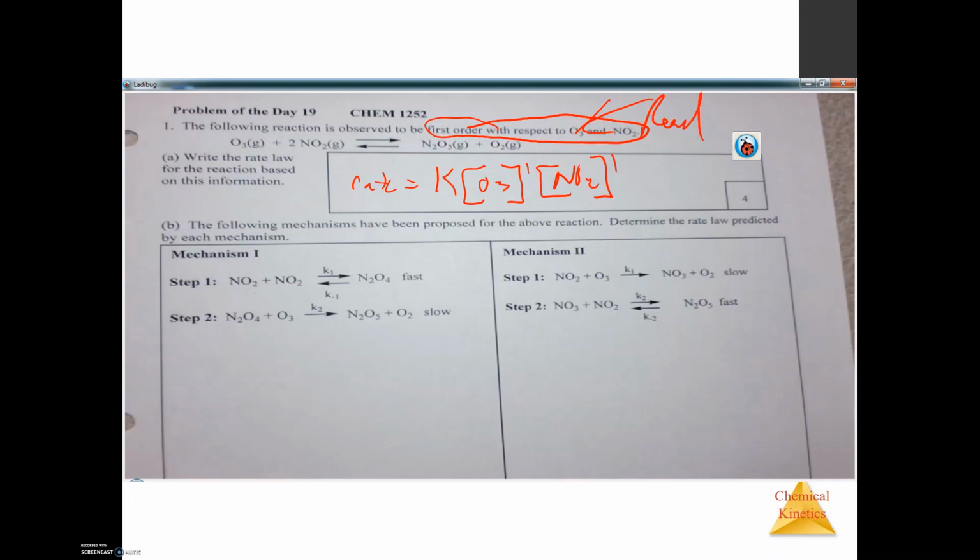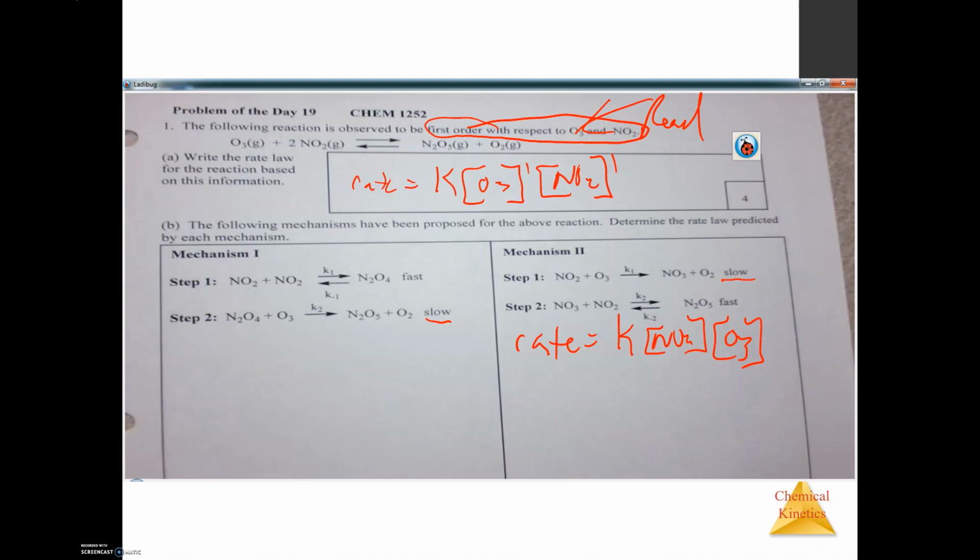Now looking at part B, it says the following mechanisms have been proposed for the above reaction; determine the rate law predicted by each mechanism. The first thing we're going to do is look at both mechanisms and figure out where the slow steps are. In the first mechanism, the slow step is the second step. So this is where we have to go through all the math and substitution. In mechanism 2, we see that the slow step is the first step. So we're going to write the rate law based off of that. We'll do this one first. Rate is equal to k times NO2 times O3, because that's all you have to do there, since the slow step is first.